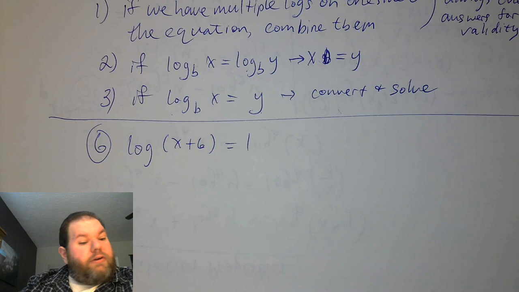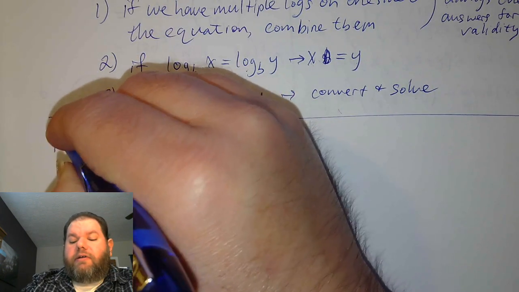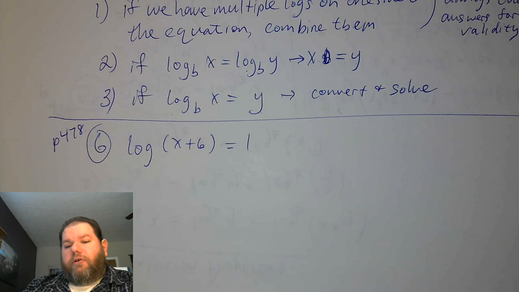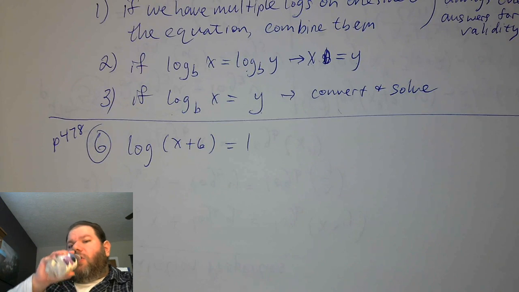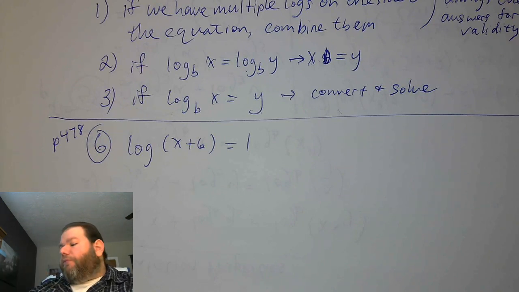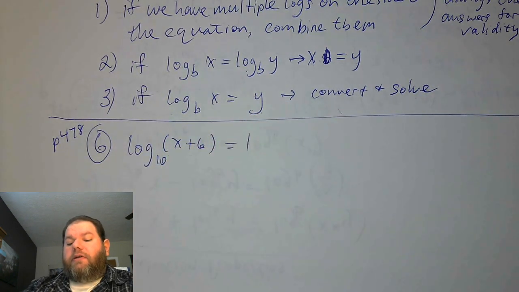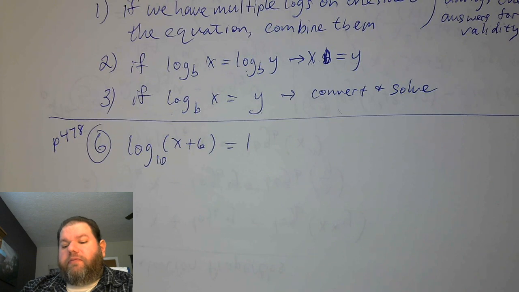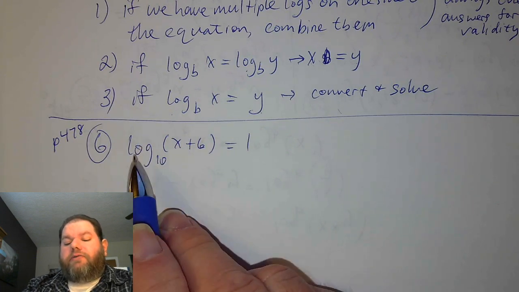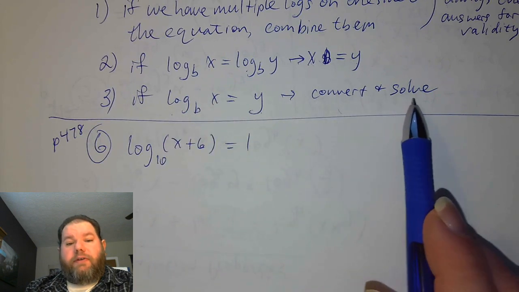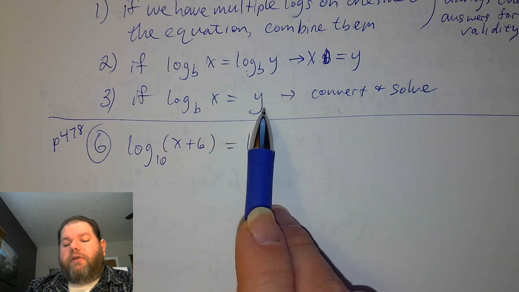Alright, this is page 478. Number 6, we have log of x plus 6 equals 1. What is our base here? 10, good. Now, if we have a logarithm equal to a number, we convert and solve. So log equals a number, we convert and solve.